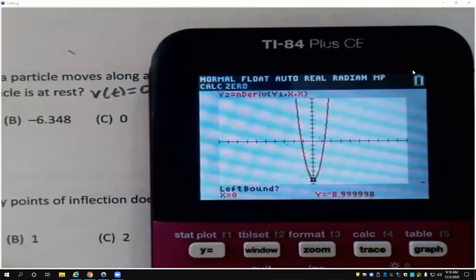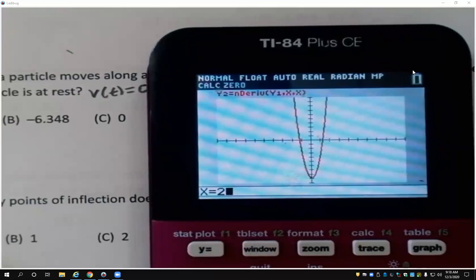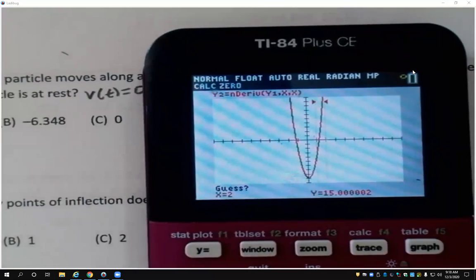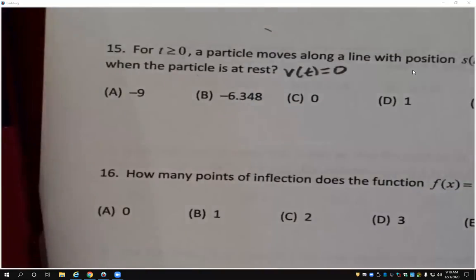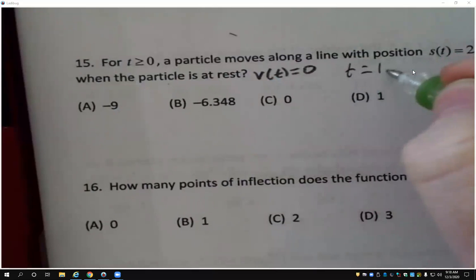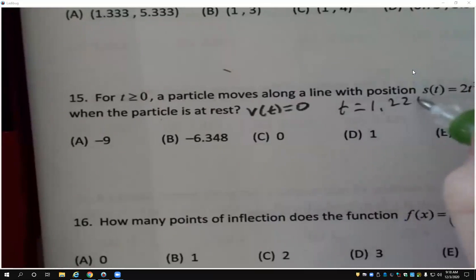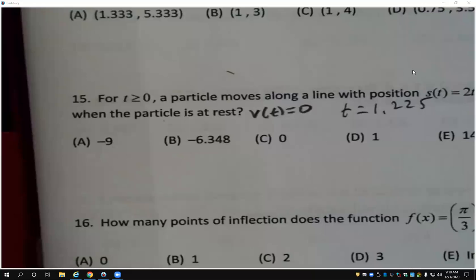So I'm going to just type in left bound 1, right bound 2, and enter. And it tells me the answer is 1.225. Okay, I'm going to write that down. T equals 1.225.